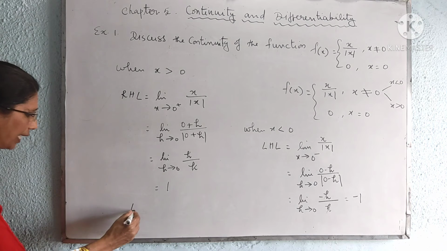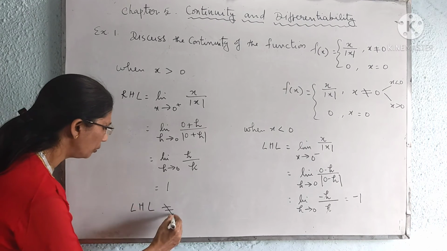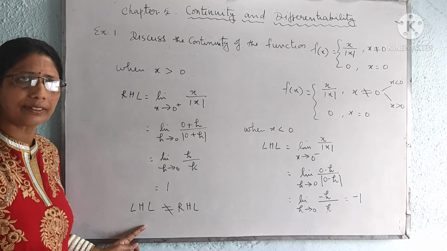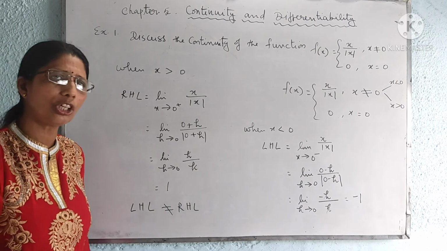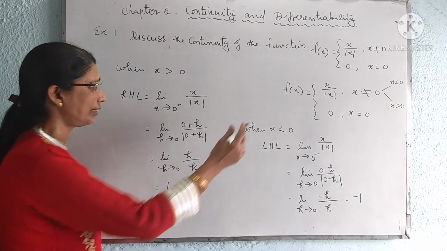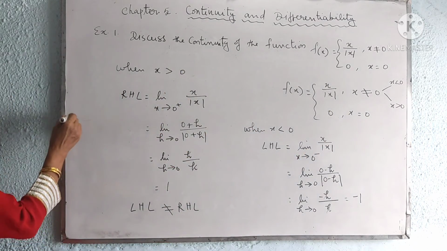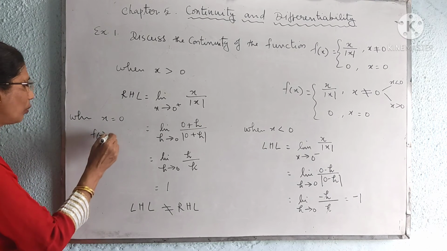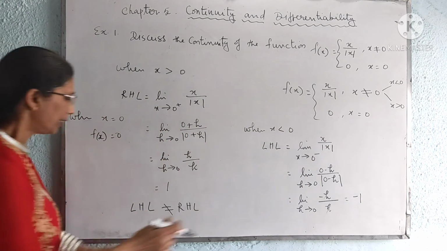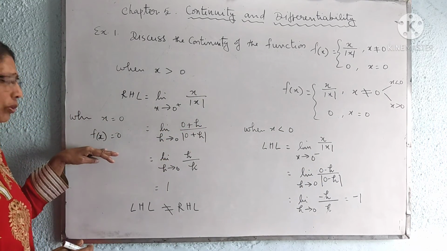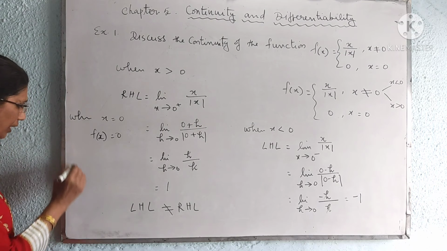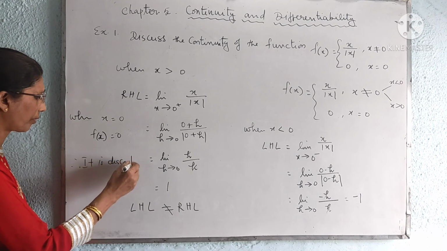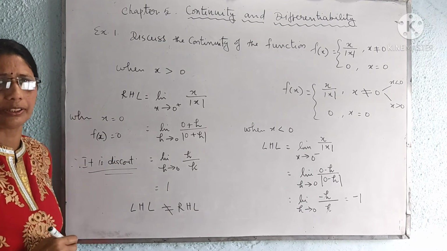Here, LHL is not equal to RHL. Then we can say that the limit does not exist. Limit does not exist means it is not continuous. Other than this, we can see the function value also. The third one, when x equals 0, f of x equals 0, it is given in the question. That means this is not equal, this also is not equal. Therefore the function is discontinuous.